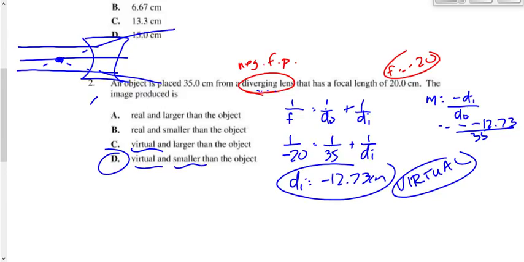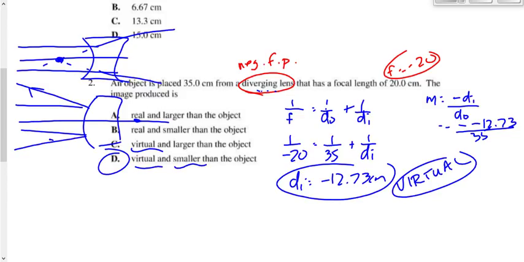If we have a diverging mirror, the focal point is over here. The rays diverge away from that focal point. So again, they don't really converge there. They diverge away from it. That makes it a virtual focal point. And remember that F, dO, and di, the sign of it is based on real or virtual. So if it's a virtual focal point, then the focal point is going to be a negative value. Right? Yep, Braden?